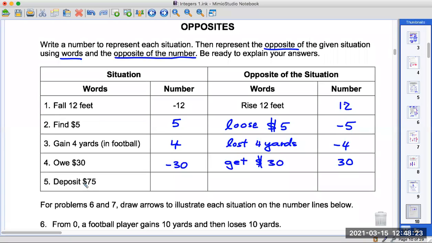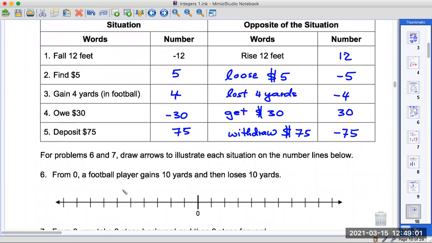Deposit $75 into the bank. Lauren, how would you write that in numbers? Yep. And what's the opposite, Lauren? Deposit money. You withdraw. It's kind of hard because it's banking stuff and you haven't banked. Withdraw 75. So you take that out of your bank. So what would that be in numbers, Lauren? Yep. So those are all opposites. You see, one positive, one negative. Okay.